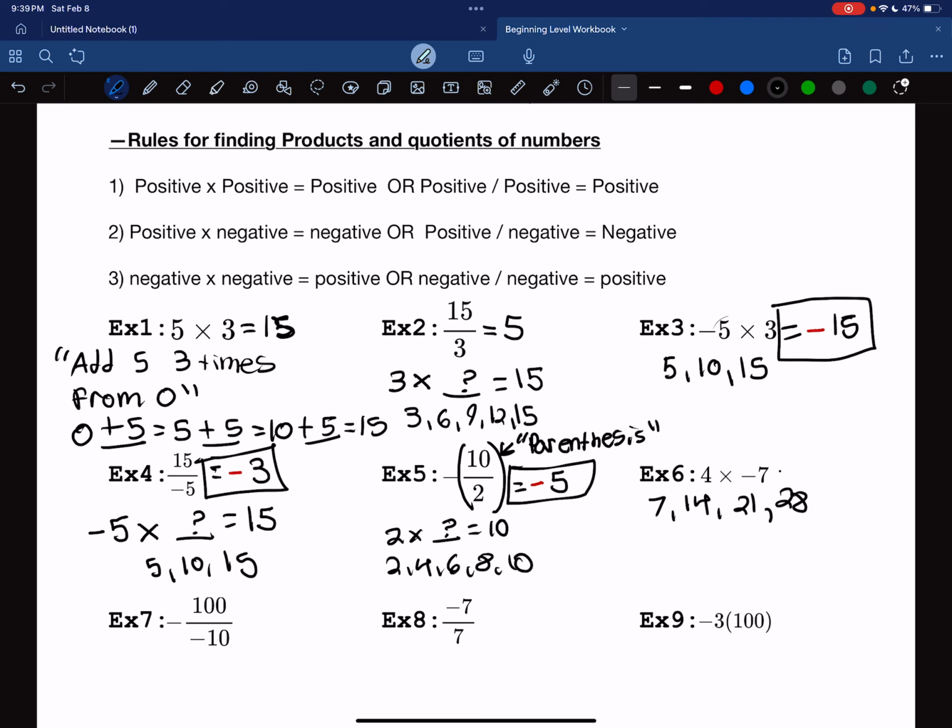So let's write 28. And then this is not our final answer, because we have this negative here, because we're doing a positive number multiplied by a negative number. And if we look here, this is going to include our second rule. So we're going to have a negative number as our answer. So negative 28 is our final answer.